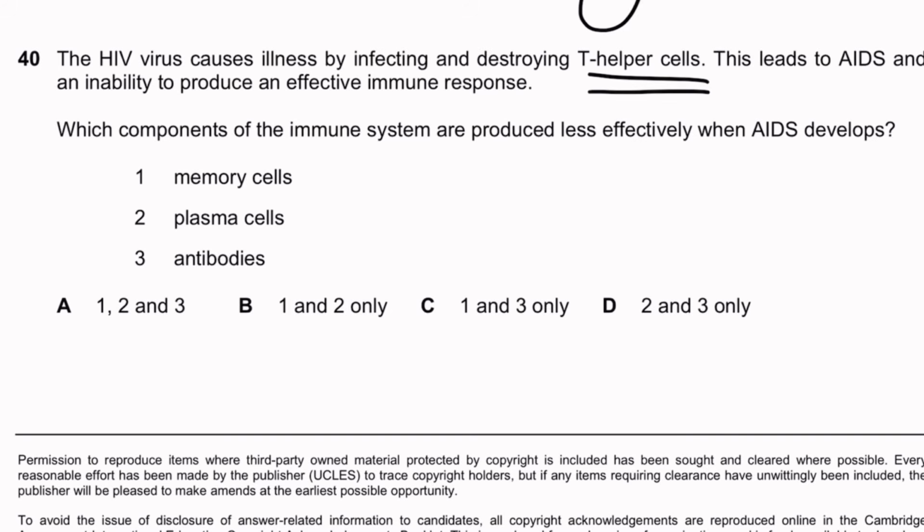So the main thing that's going to happen is that memory cells are going to be destroyed, pretty much, and then obviously plasma cells are not going to be produced as much because there are no B memory cells and no B cells, and when there are no B memory cells and no B cells, there are no plasma cells because plasma cells are derived from them, and antibodies are produced from plasma cells. So it's really 1, 2, and 3 is your only option.